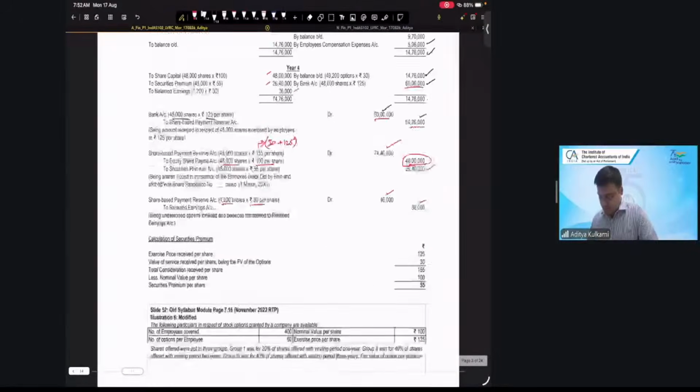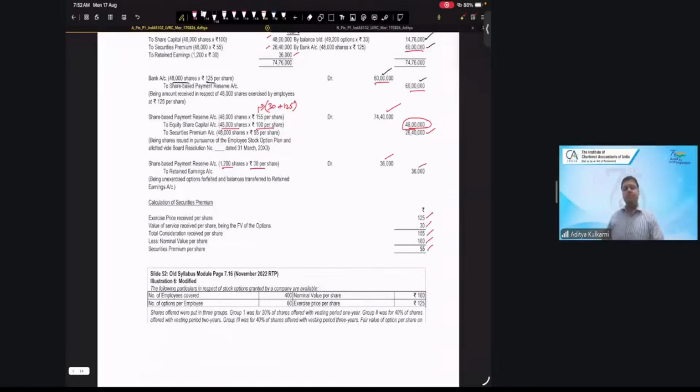Yes, all right. So that was your group share-based payment plans. Fairly simple, no complications. The only thing is you should know what needs to be debited and what needs to be credited.